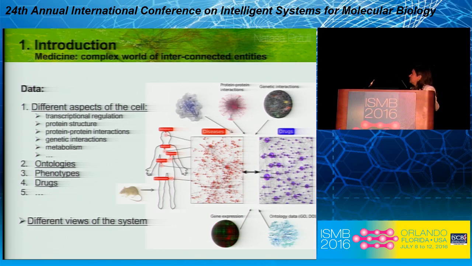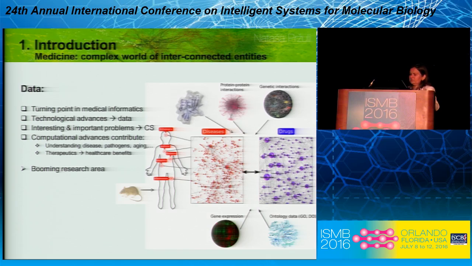In terms of the cell, we have various types of data such as transcriptional regulation, protein structure, protein-protein interactions, genetic interactions, metabolism, and so forth. We have various types of ontologies such as gene ontology, disease ontology, and so forth. We have patient phenotypes, we have drugs, and we can build various networks on drugs. For example, small molecules can be nodes and their chemical similarity edges and so forth. And of course we have model organisms from which we are transferring information to human, and these are all just some of the different views of the system that we are studying.